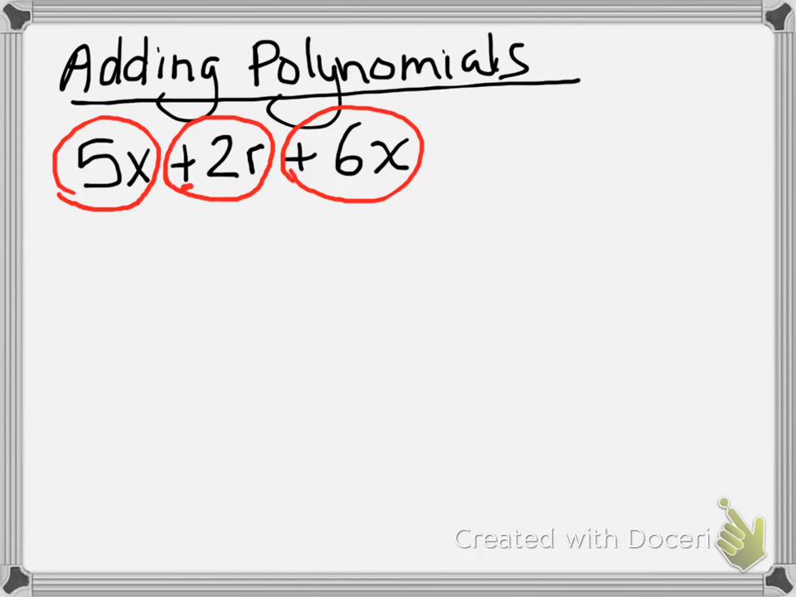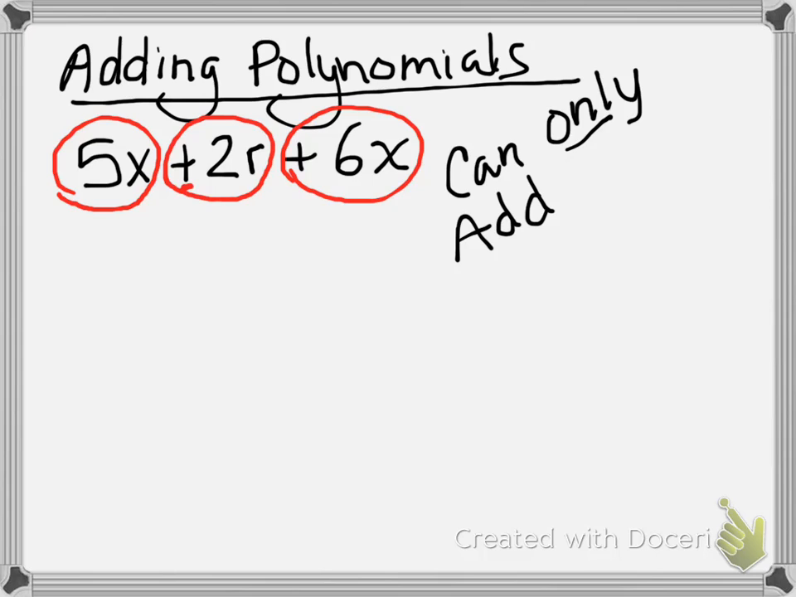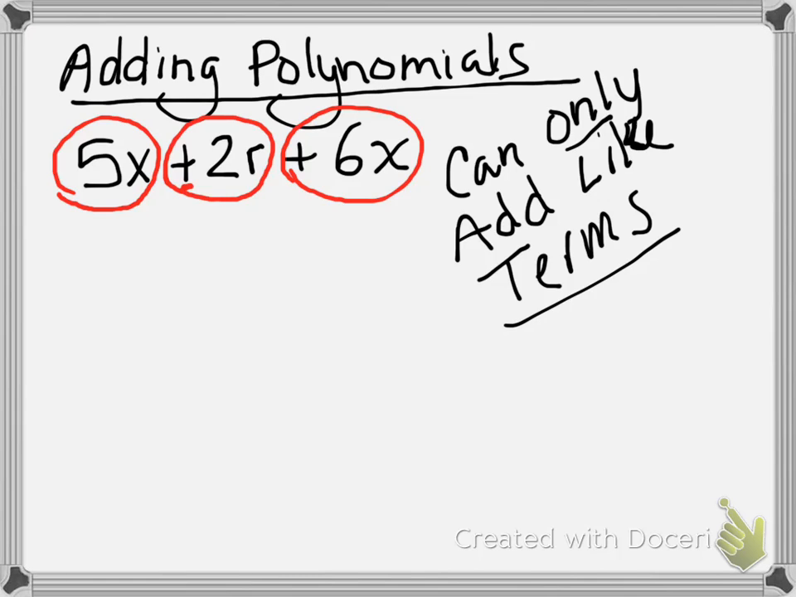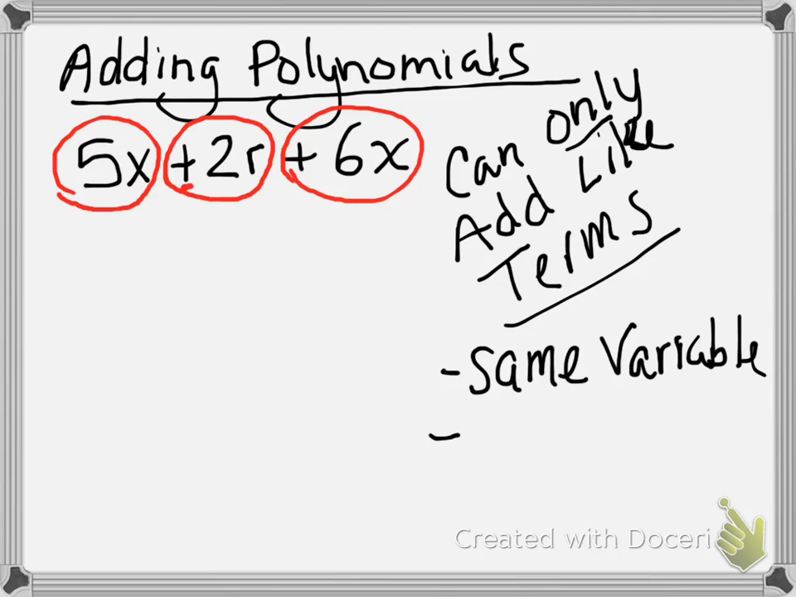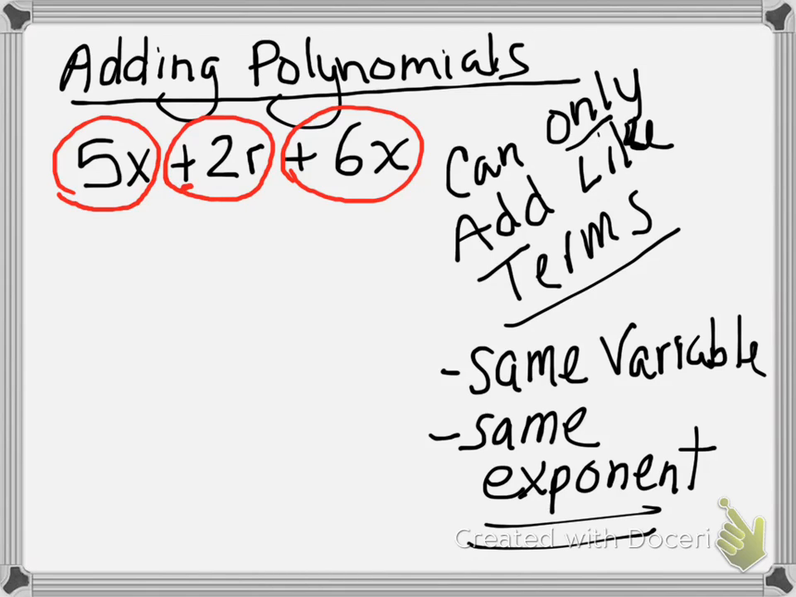So if I look here, I can only add like terms. But like terms have the same variable. And this is the really important part too, that kind of tricks people up, is they have to have the same exponent. So you might want to highlight that in your notes.